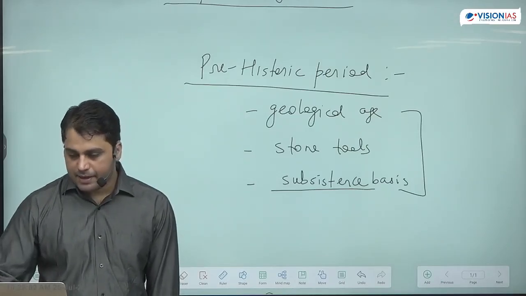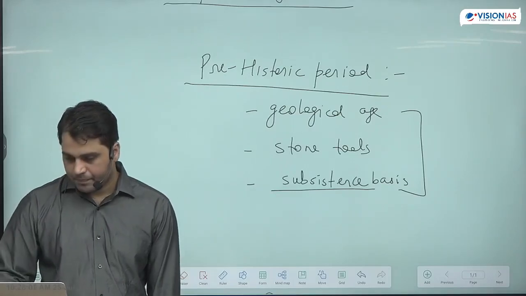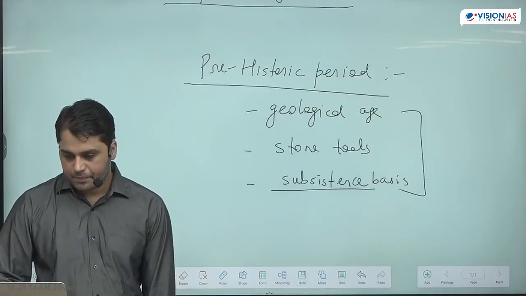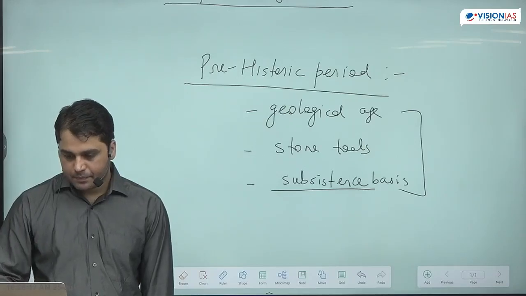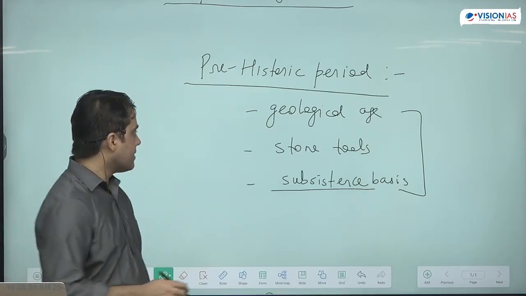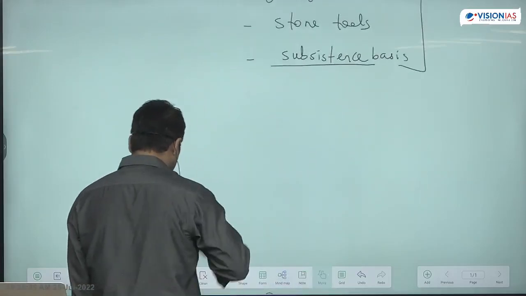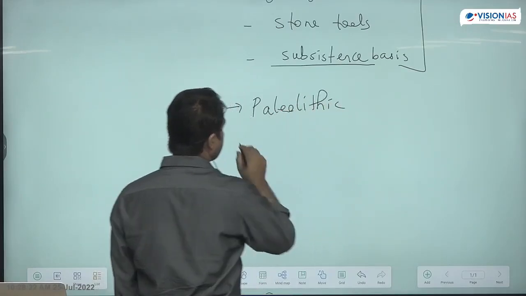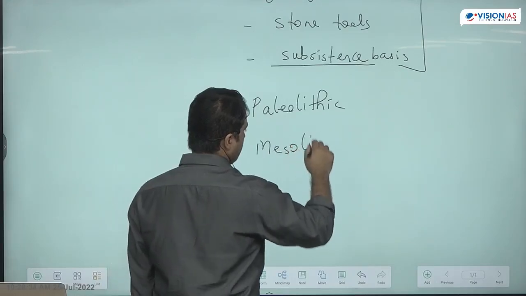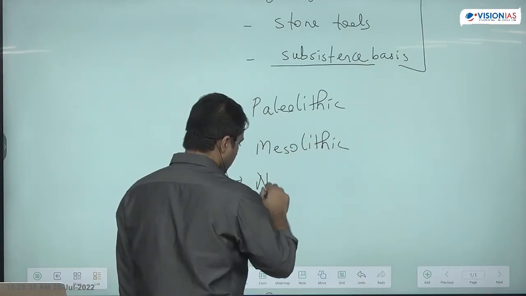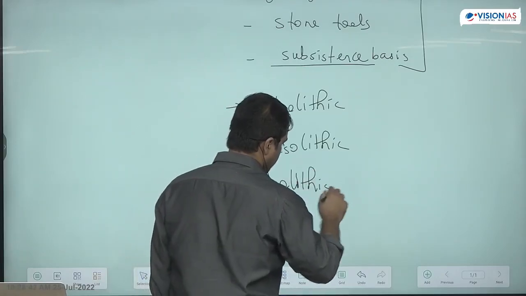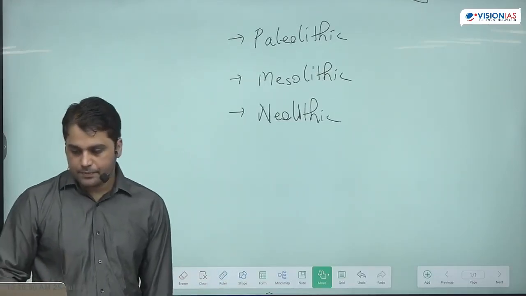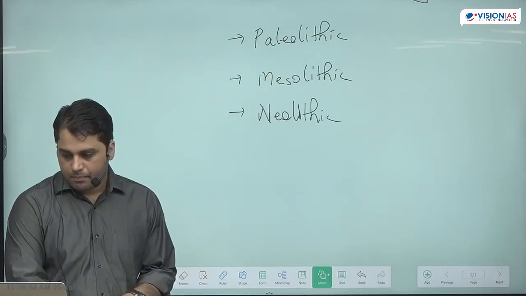We can divide the prehistoric period in three phases: Paleolithic, Mesolithic, and Neolithic. Give the heading Paleolithic age.